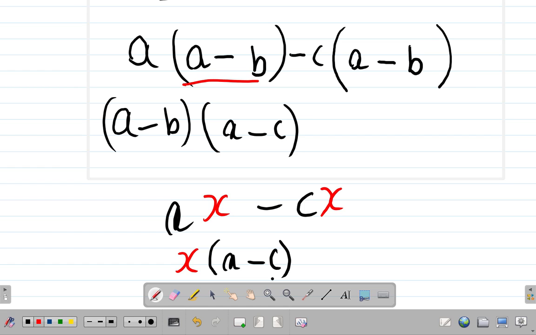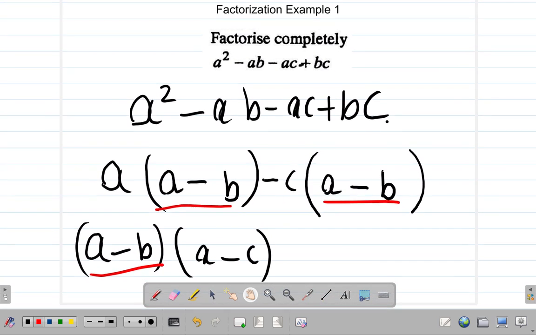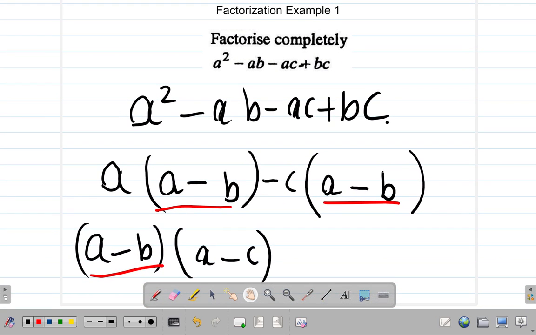You have this as a common factor, you put it outside the bracket, and A minus C in the bracket. If you have X as a common factor, you put it out here, have A minus C in the bracket. Same thing, same argument applies. Alright? So, that's what you have. Just make sure you have the same thing in brackets, so you combine them as a common factor.